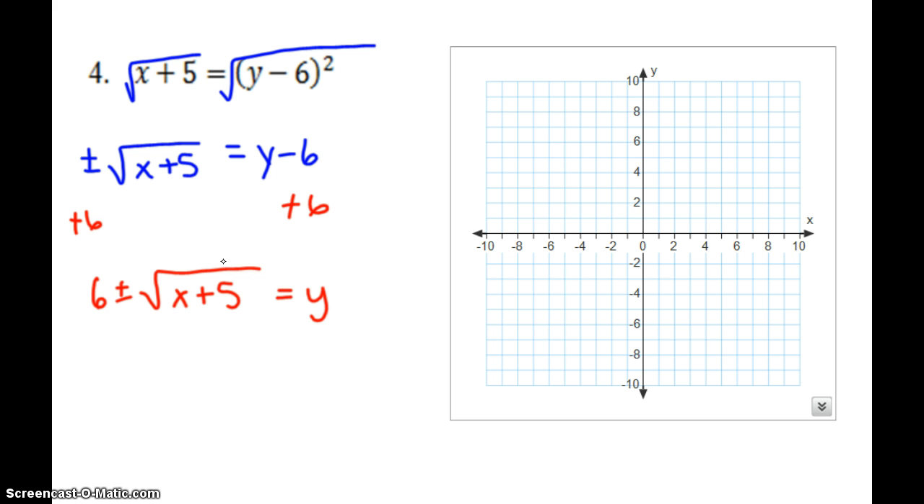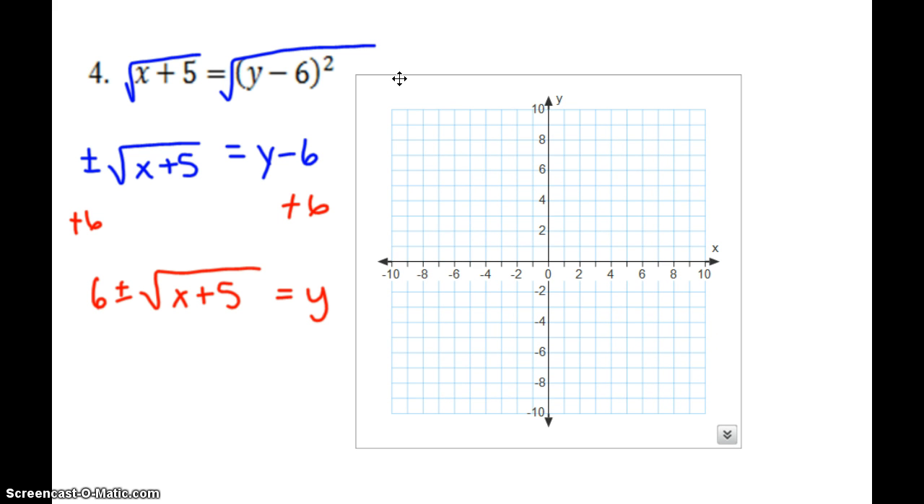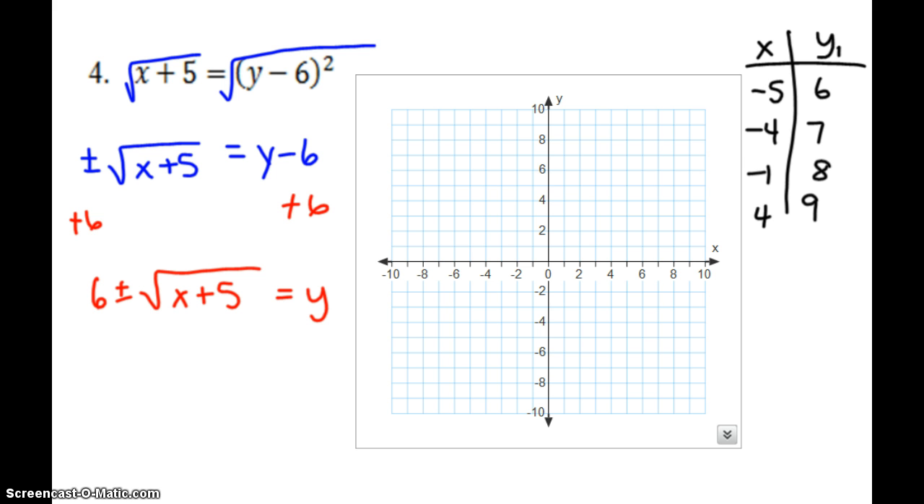Now remember, you have to create 2 tables of values. Okay? So I'm going to move this over. So for the, I guess it would be the upper side, we're going to have -5, 6, because that's my vertex. You always want to put the vertex first. -4, 7, -1, 8, 4, and 9. Those would be the top half of my parabola.